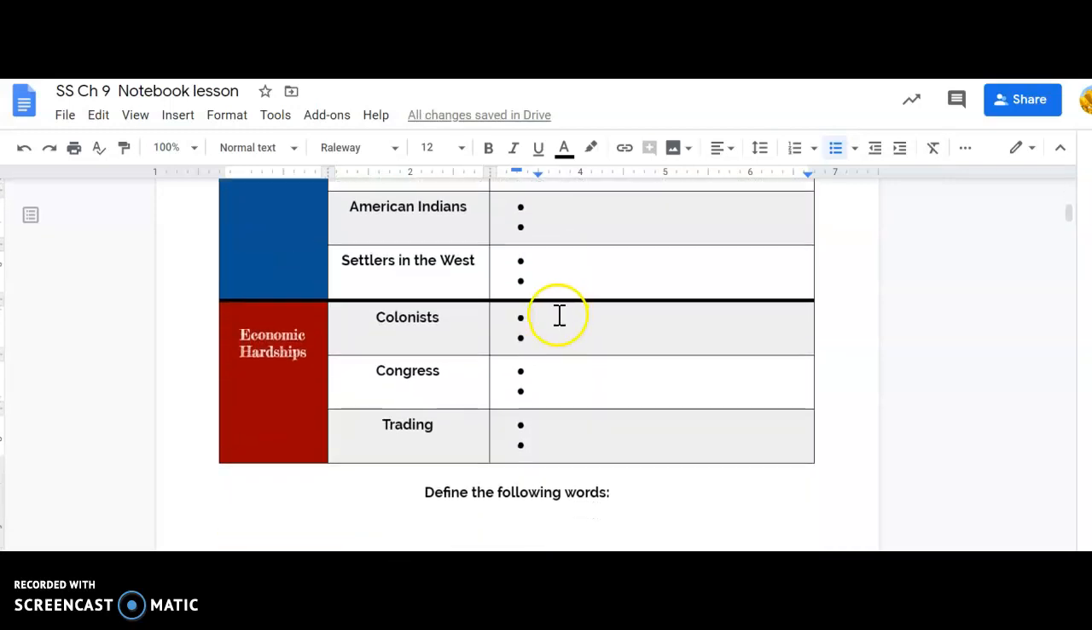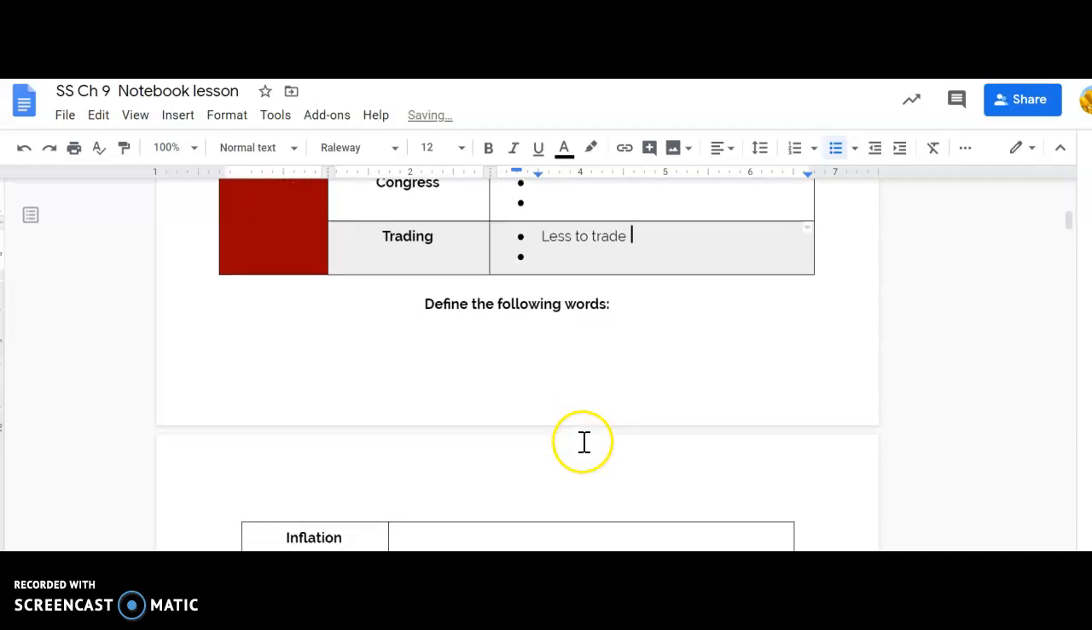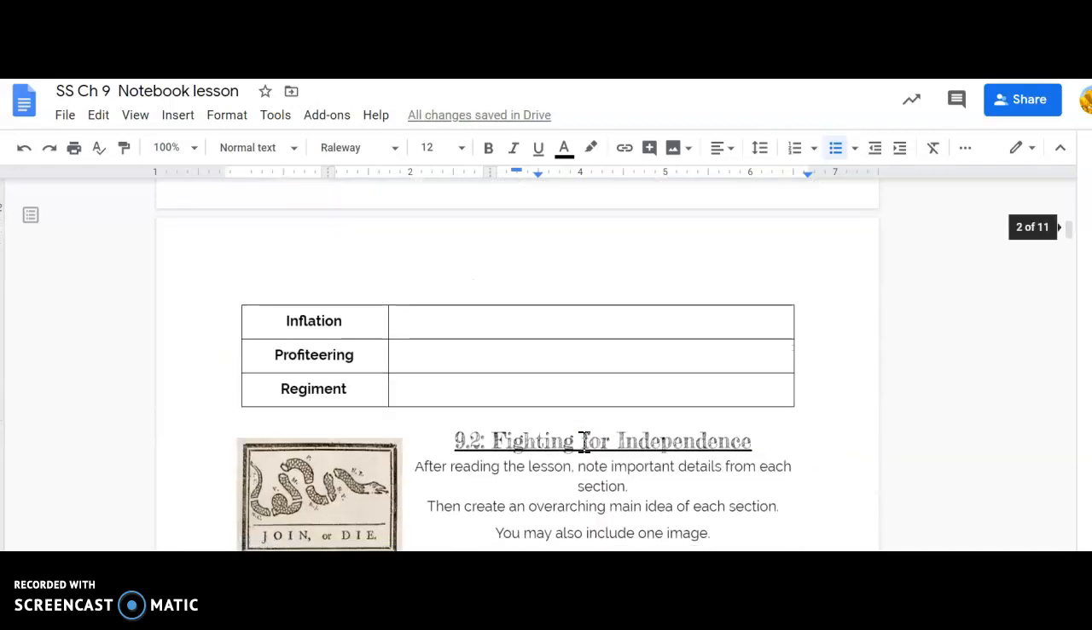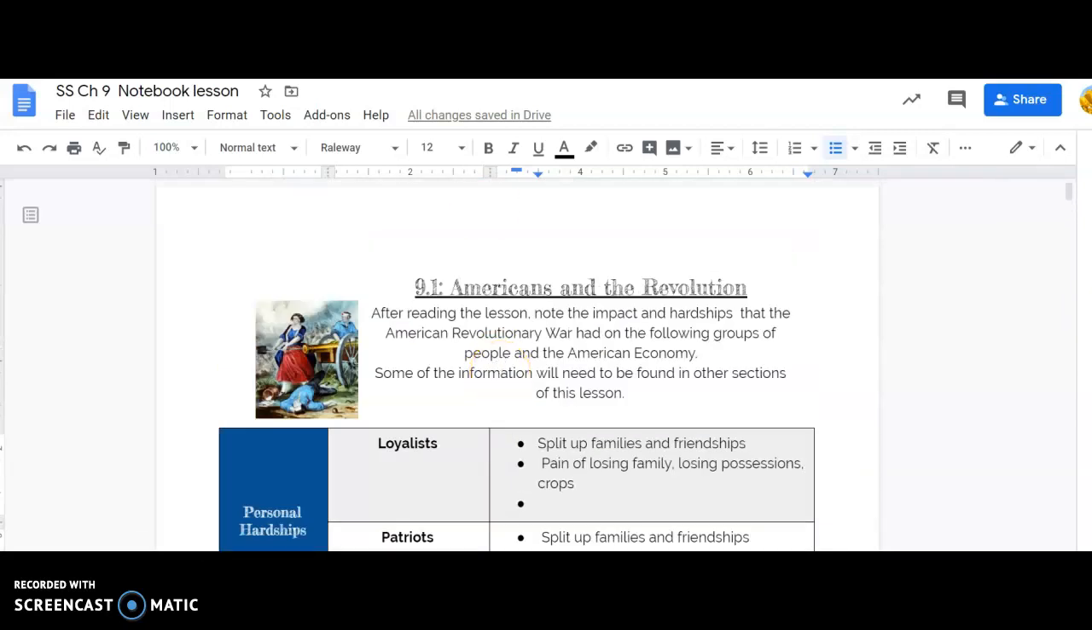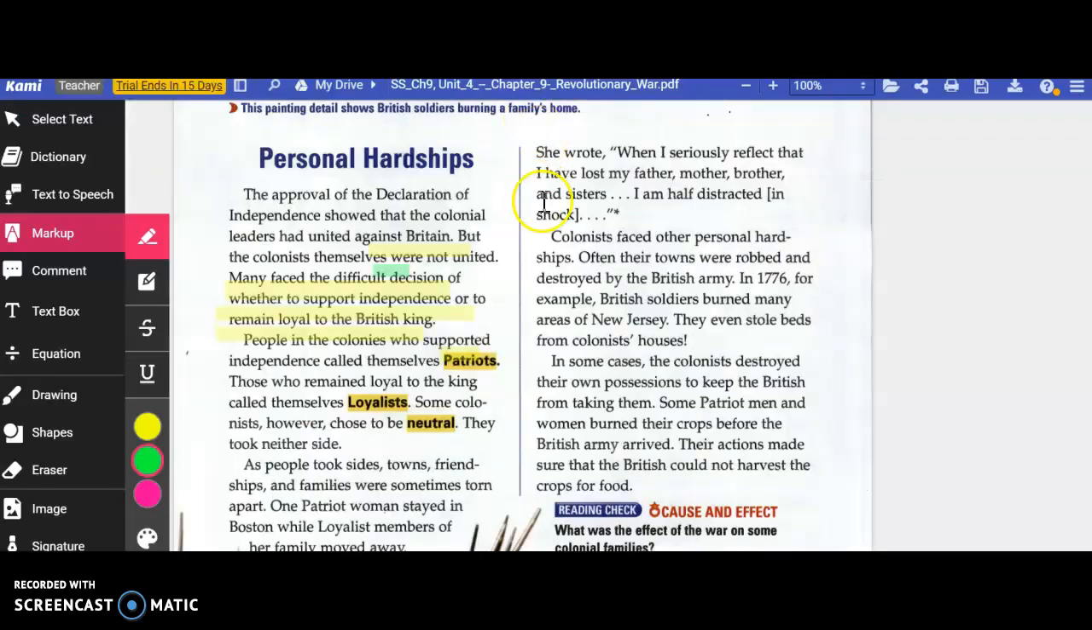Okay. Economic hardships. Losing property and crops. Takes a long time to grow your crops, so burning them can definitely have a great impact on trading. Imagine there's less to trade with the destruction and stealing of property. Now, these words we haven't gotten to yet, so let's go back to our sections and keep reading.